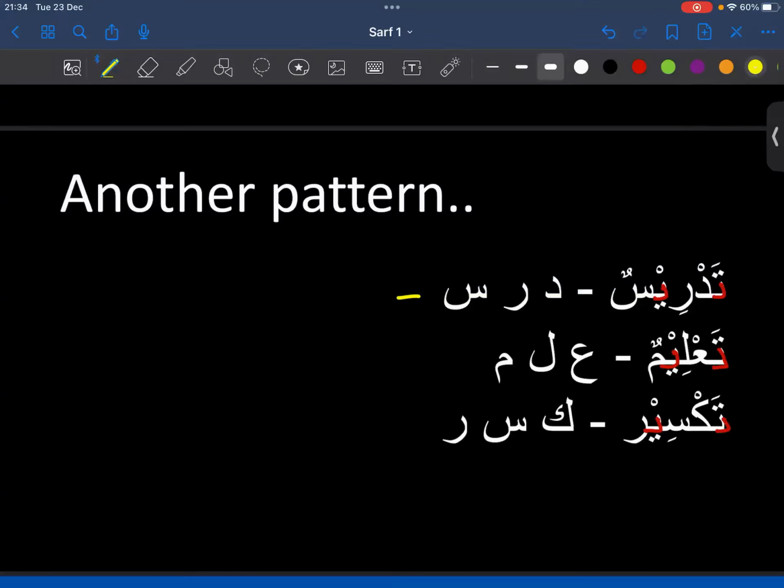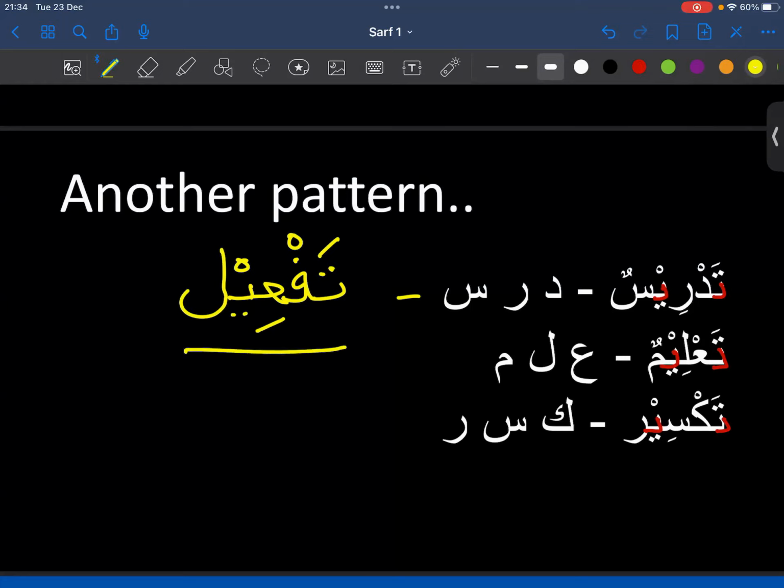We replace the first root letter with a fa. So ta is staying where it is. The dal is replaced with a fa. Taf. The ra is being replaced with the ayn. Taf'i. The ayn is staying. The ya is staying where it is because it's not a root letter, and the sin is replaced with the lam. Taf'il. We can say tadris is on the pattern of taf'il.